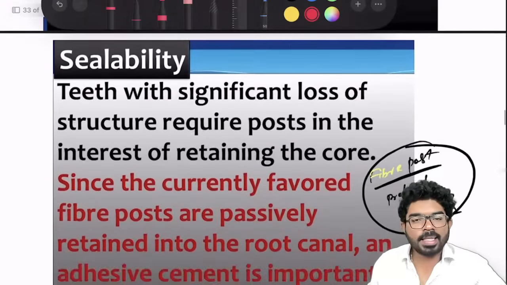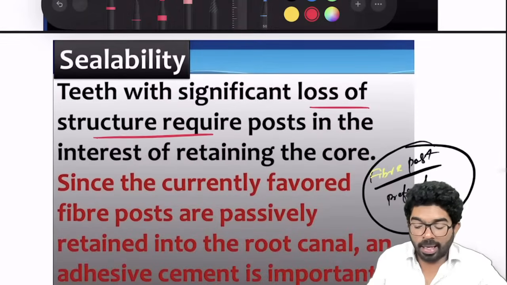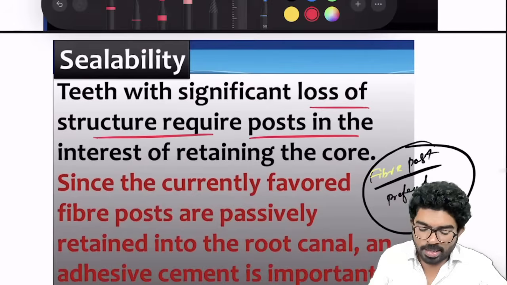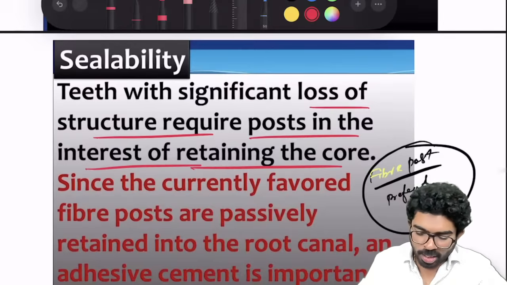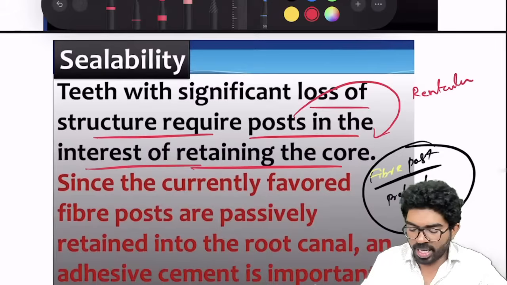Right. The next one is that teeth with significant coronal tooth structure loss require a post. That we have already discussed. In the interest of retaining the core, I'm going to give the post. Why am I going to give a post in post and core? That is useful for retention. A very, very frequently asked question.